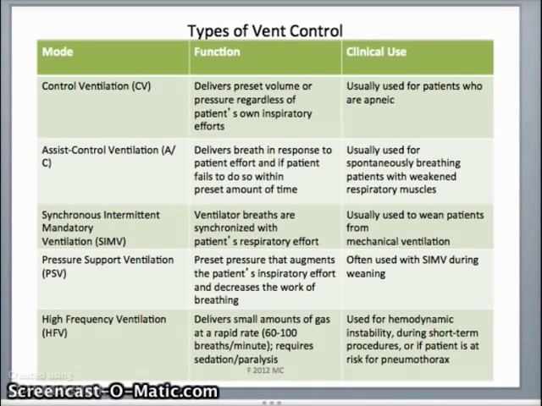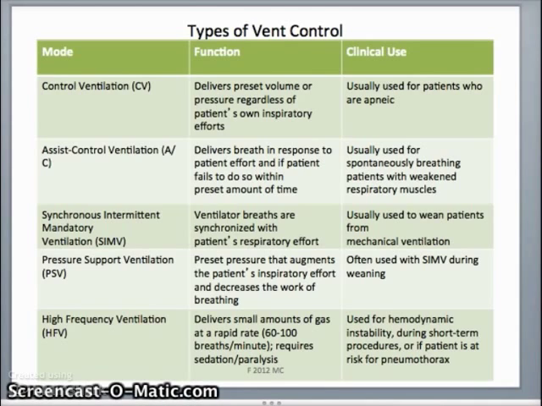Pressure supported ventilation is giving the patient a preset amount of air that comes with a positive pressure. Okay, it sort of pushes air into the patient's lung. The patient is still controlling the respiratory rate and tidal volume, but it also will overcome the resistance of breathing through the ventilator circuits and the tubing.